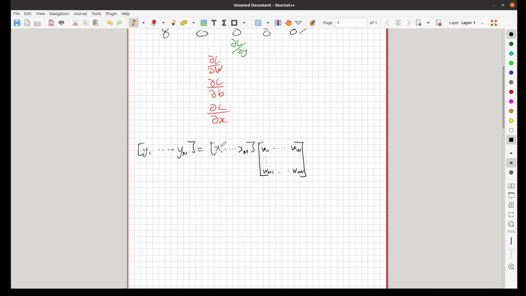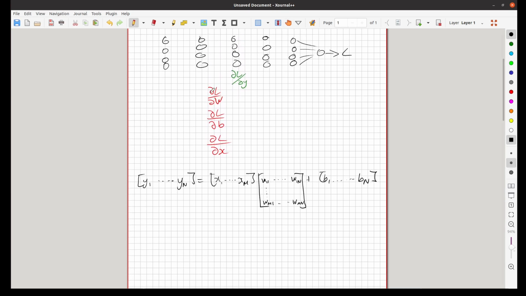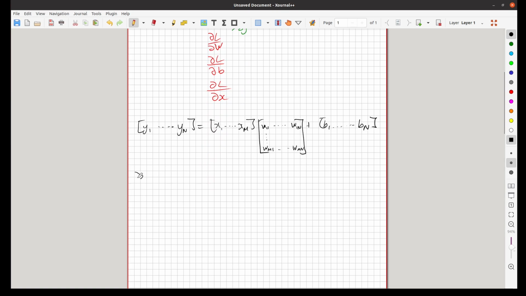So this is m long, and it needs to dot product with the first column to get the first element of the y's, and that works because the columns are m long as well. And then plus b1 through to b capital N now. Okay, so back to where we were before. Let's look at dL/dW.